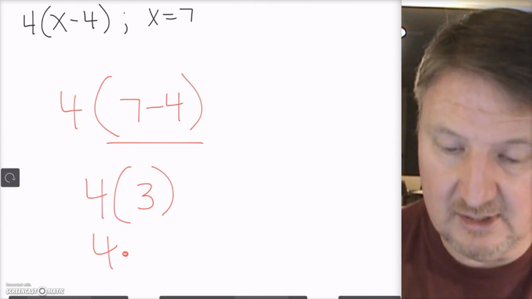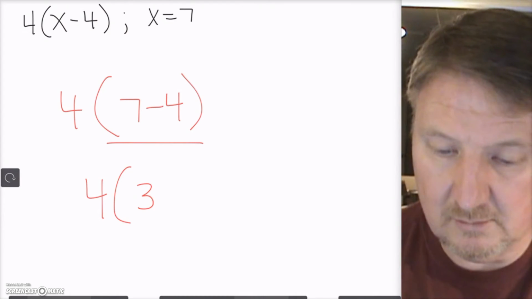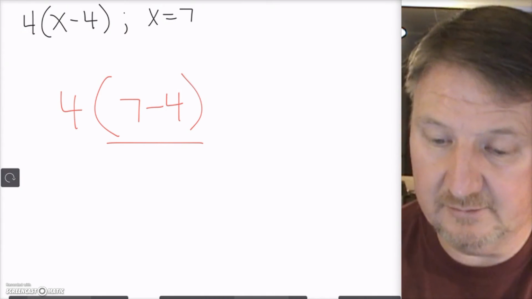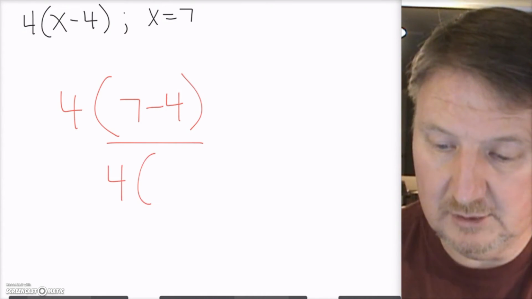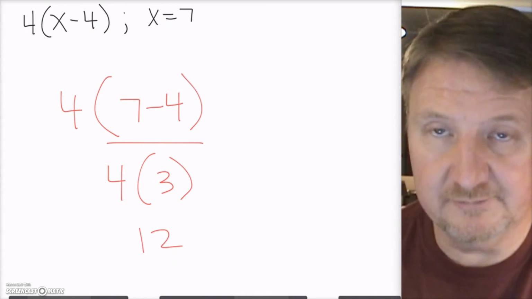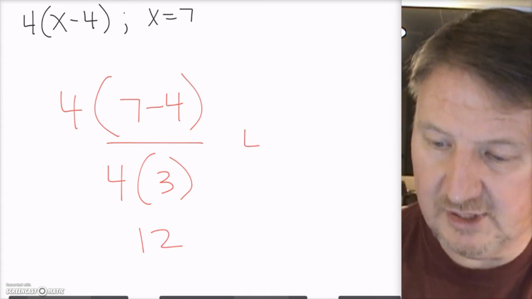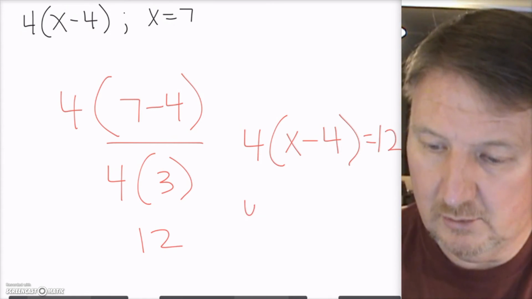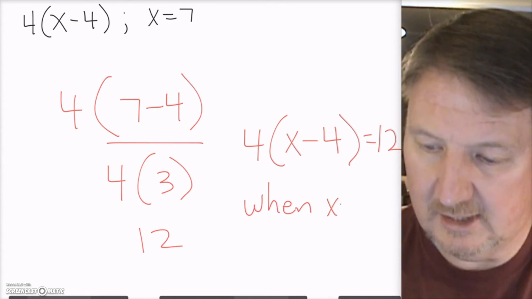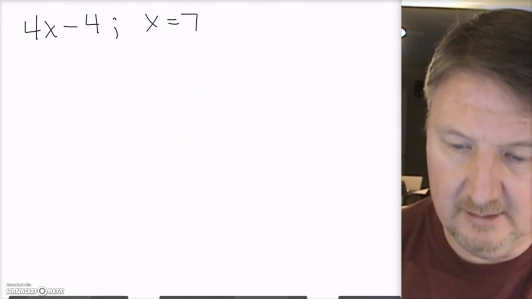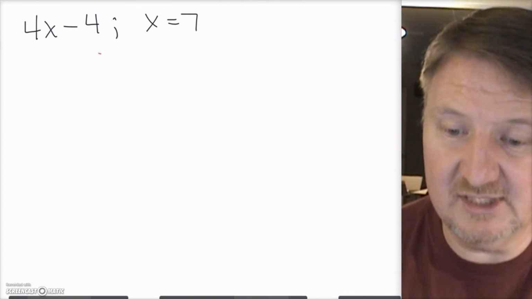Anyway, let me erase that as to not confuse us. All right, so I got 4 times 3. I went too far when I erased. And then 4 times 3 is 12. So we would say that 4 times (x minus 4) equals 12 when x equals 7.